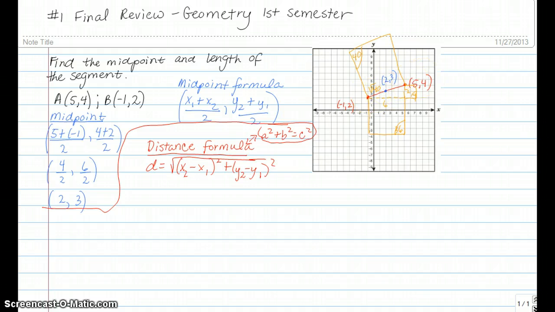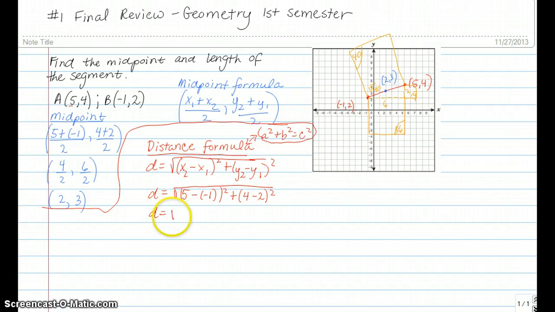Now let's look at how it looks when we actually do the math. So d equals the square root of x sub 2. You can choose whatever you want for x sub 2, but you have to be consistent. I'm going to choose 5 for x sub 2. So 5 minus -1, and we're going to square that, plus. Now since I chose 5 for x sub 2, then I have to choose 4 for y sub 2. So 4 minus 2, that's going to be squared.